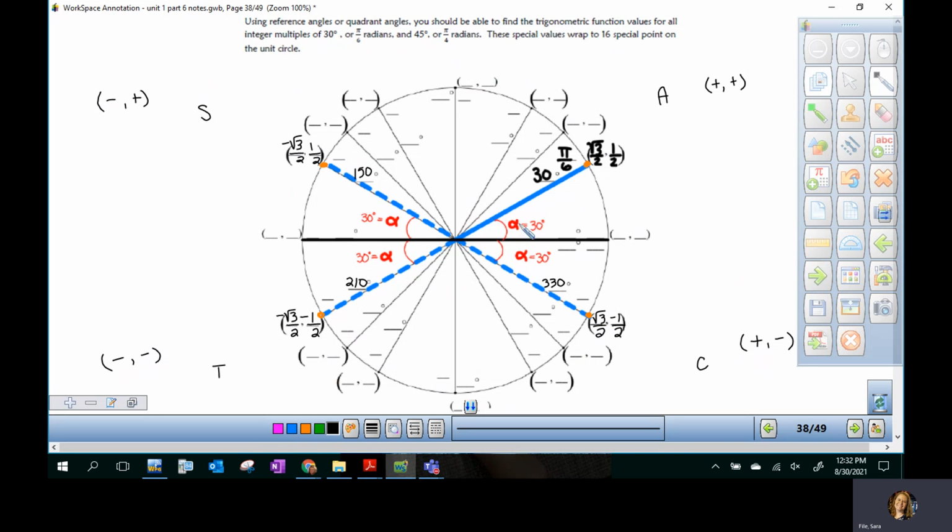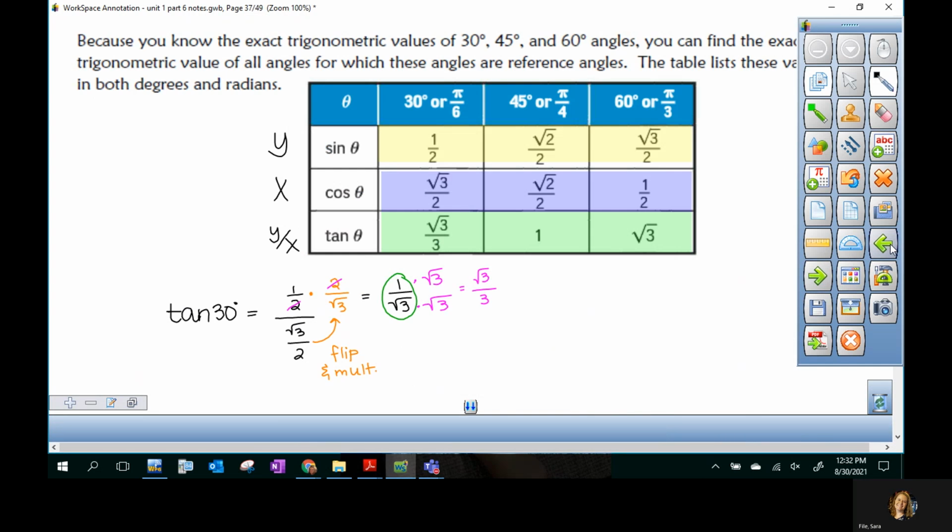So all of the angles that have the same reference angle will have the same distance from the origin, the same x distance and y distance. The only thing changing is that positive or negative. So far, so good? So let's fill in the rest of our unit circle then.